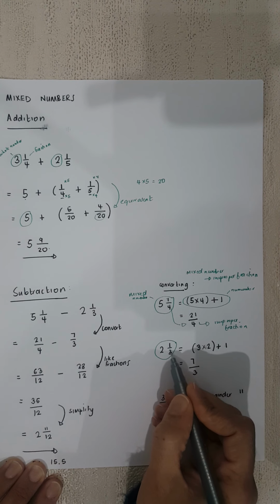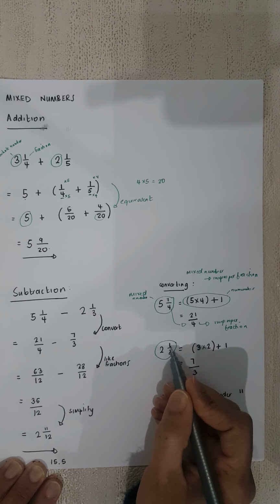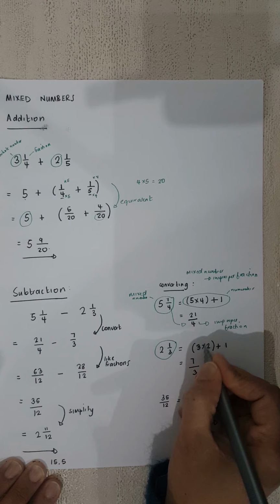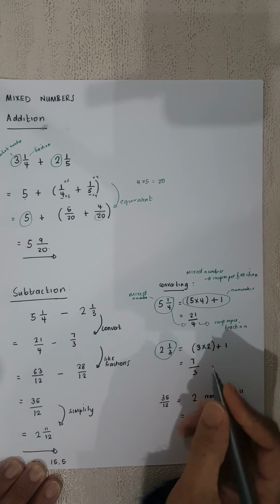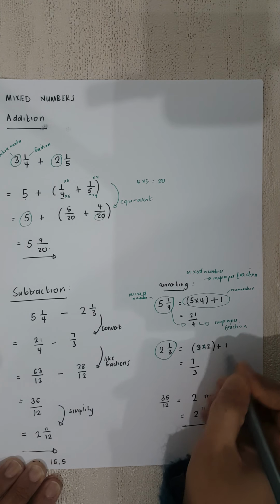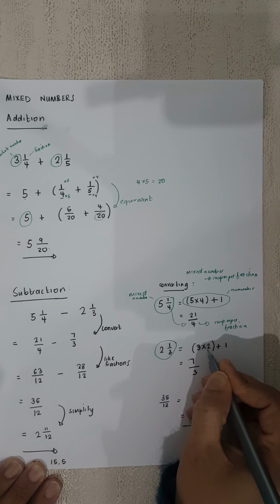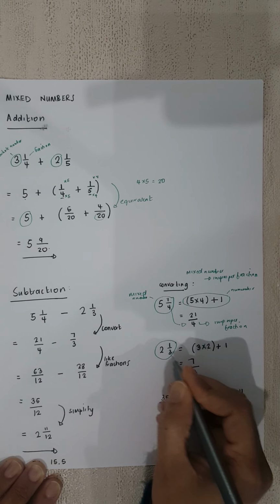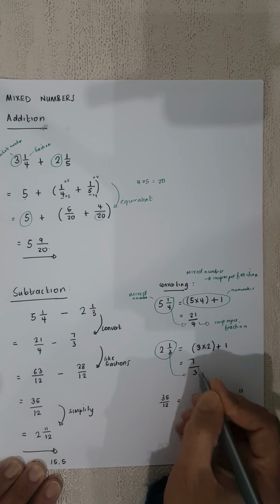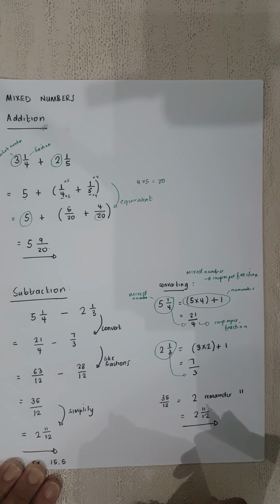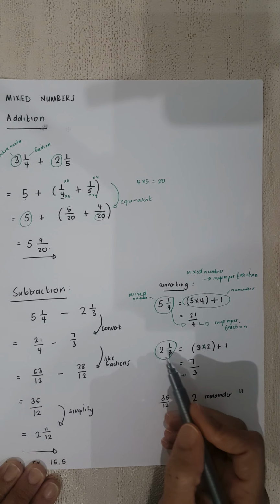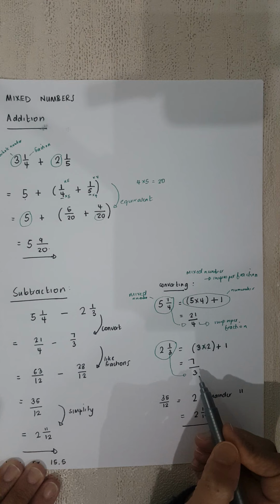So I'm going to say 3 times 2 plus the 1. Same method all the time. So this part is my numerator, which gives me 3 times 2 is 6 plus 1 is 7. And my denominator stays the same, which is 7 over 3. So 2 1/3 is going to be the same as 7 over 3.